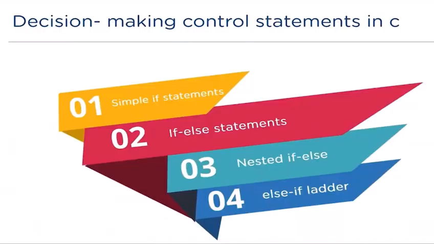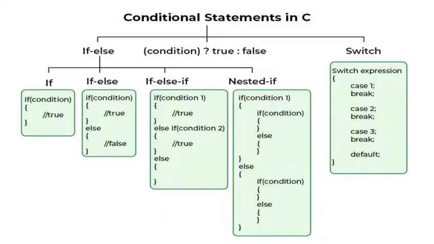Decision-making control statements in C are simple if statements, if-else statements, nested if-else, else if. The if statement checks a condition. If it's true, the code inside the block runs. If false, nothing happens. The if-else statement checks a condition. If it's true, it runs the first block. If false, it runs the second block.